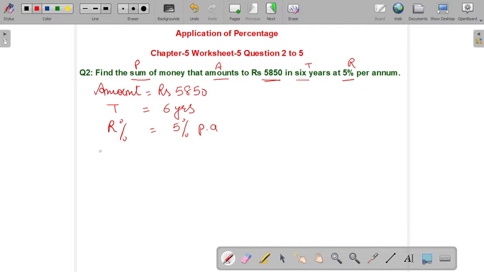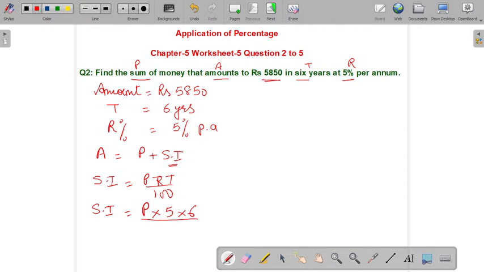We know that the amount equal principal plus simple interest, and simple interest is not there. So first thing we will write, we will find out the simple interest over here, that is PRT upon 100. So simple interest we are getting it as principal is not given, rate is given 5 and the time is given 6 upon 100.